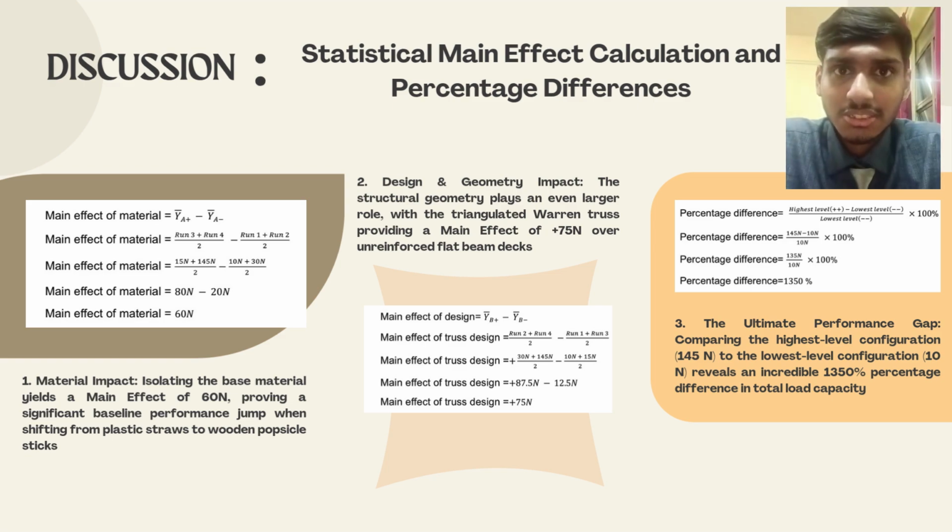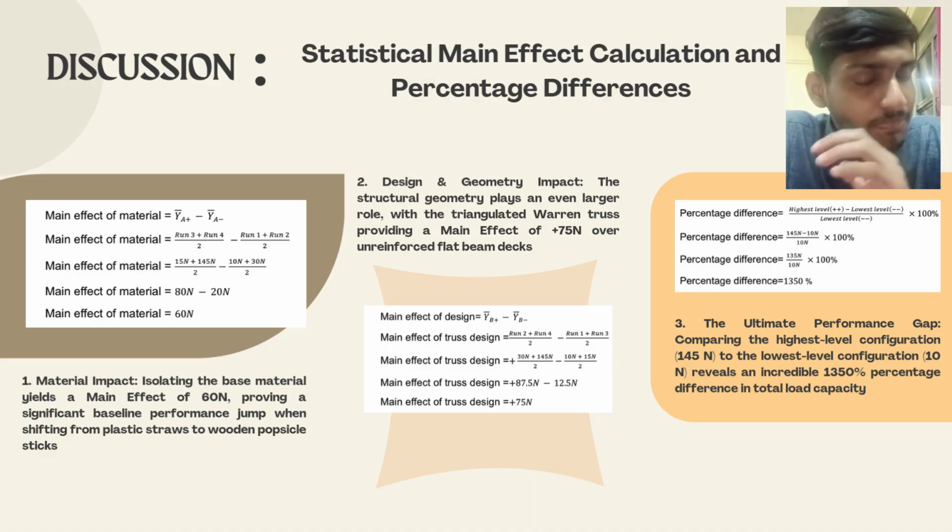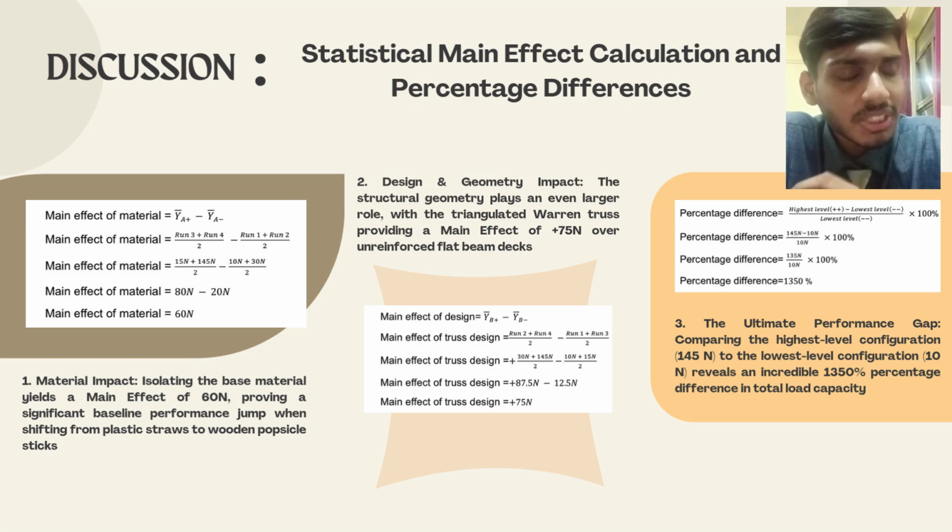Next, when calculating the percentage difference, comparing the highest level configuration, which holds around 145 Newton, with the lowest level configuration, which holds around 10 Newton, it shows an impressive 1,350 percent difference of total load capacity. This shows that the popsicle stick with Warren truss is much stronger compared to all of the bridges that we compared and tested in this experiment.